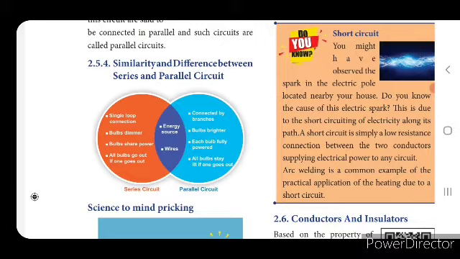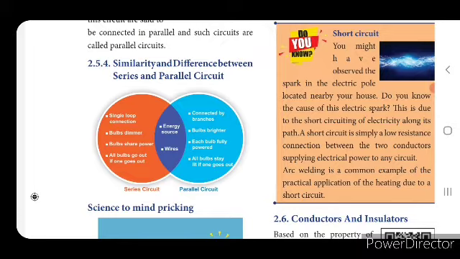Okay, here first one is series circuit. Already I told, the single loop connection will be there. The power will be less, so bulbs will be dimmer, and bulbs share the power. All bulbs go out if one goes out.